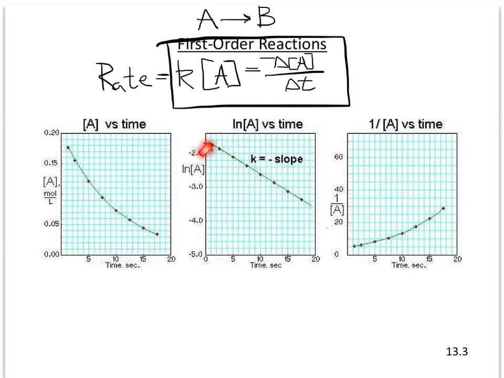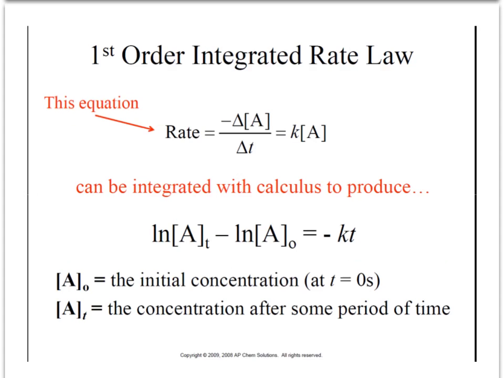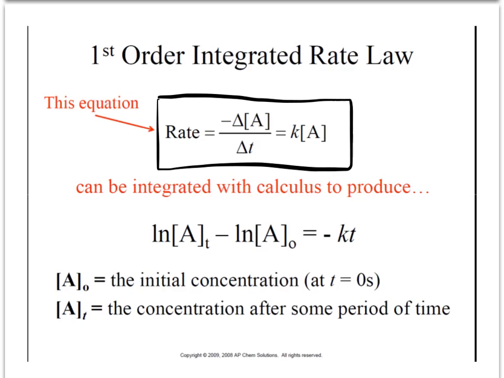And what's great about this is once you do that, you're going to find that the K, that rate constant, is also the negative of the slope. And slope is just rise over run. So if we can find the slope of that, we can find the rate constant. So here we see that same equation again. The rate is equal to the change in concentration over the change in time, which is also equal to the rate law, which is the rate constant times the concentration of A. So we can integrate that, and we can get this equation right here once it is integrated.